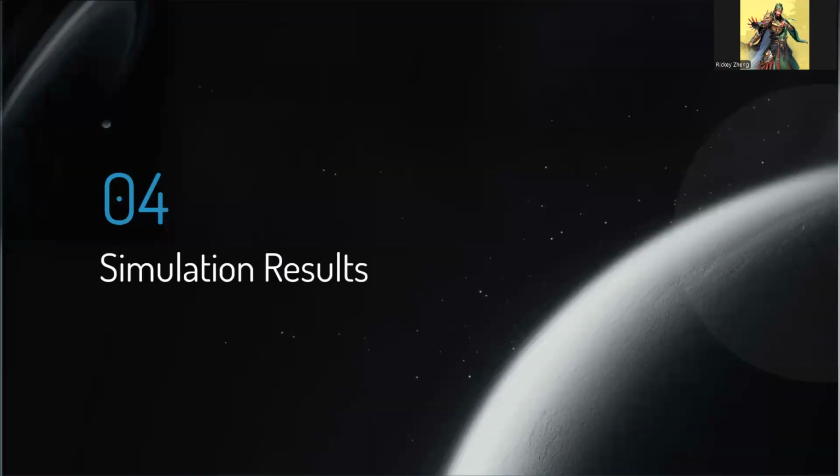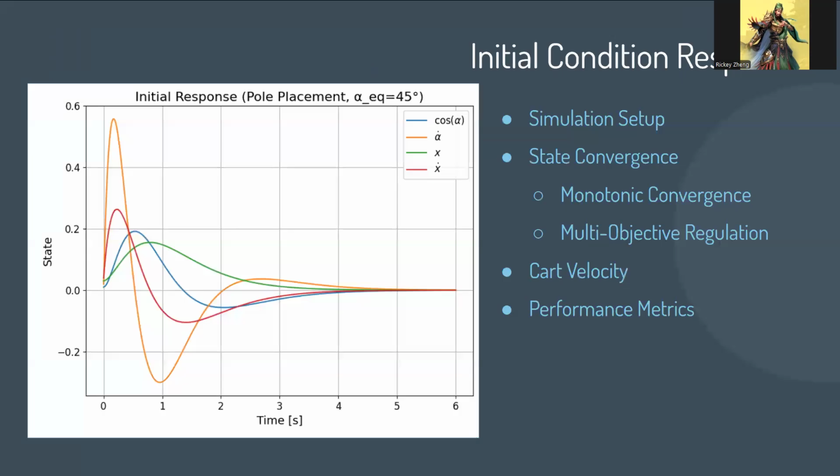Now look at our simulation results. The simulation that we developed through Python and MATLAB begins with an initial pendulum angle of about 45 degrees, with the objective of stabilizing the pendulum while keeping cart motion bounded. The results show that the pendulum angle converges very smoothly to 0.